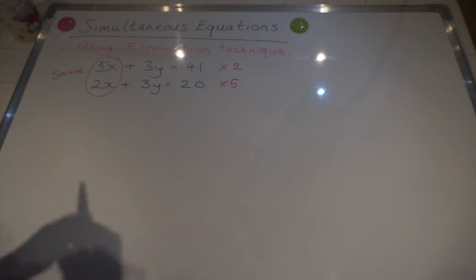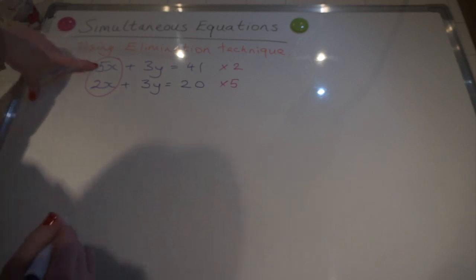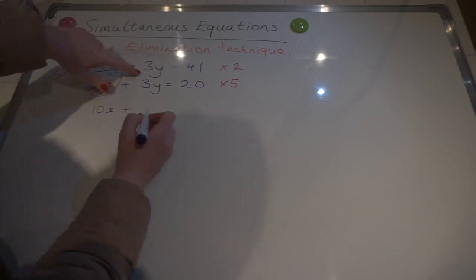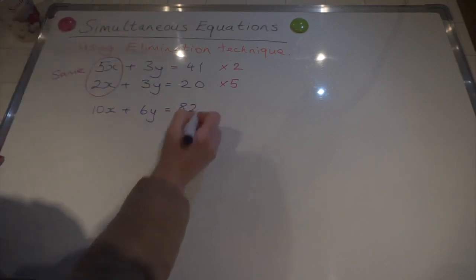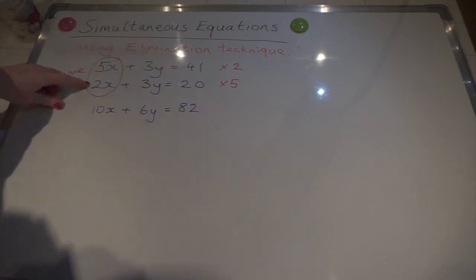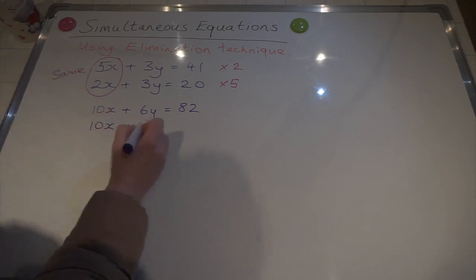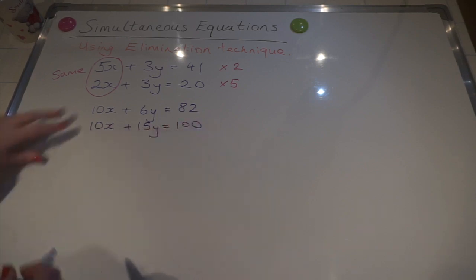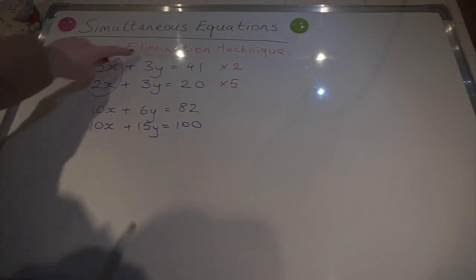What this is going to do is generate two new equations for me, but each equation is now going to have 10x's. So all the way across, multiply the whole equation by 2. 5x times 2 is going to give me 10x. 3y times 2 gives me 6y. And then 41 times 2 gives me 82. The next equation, multiply through by 5: 10x plus 15y is equal to 100. You're multiplying the whole thing through. Now you've got 10x at the start of each equation, so we can go ahead and do elimination.